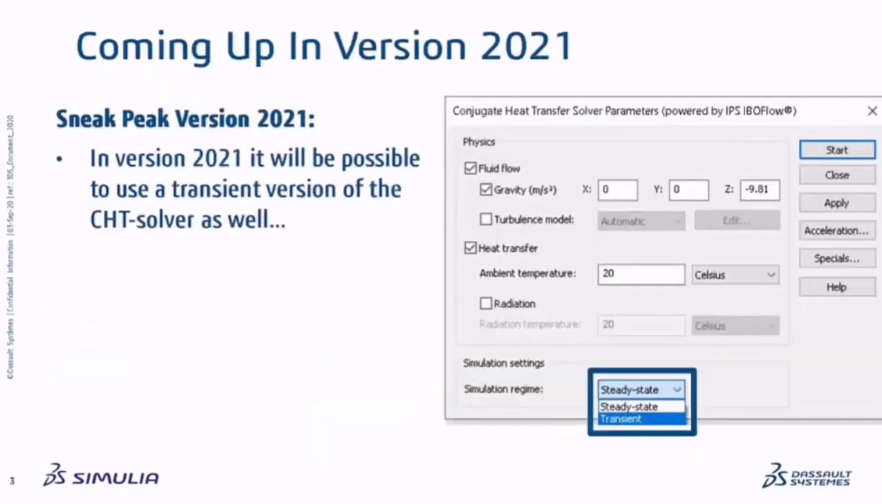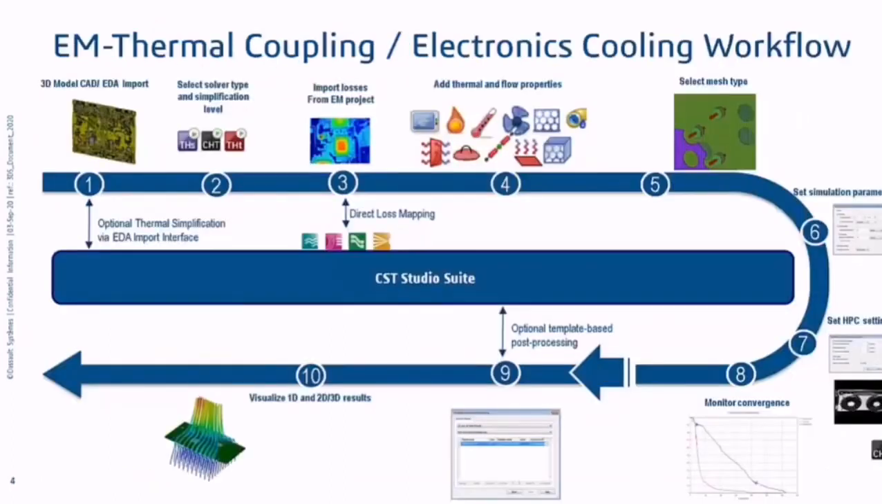Now, I have already mentioned in version 2021, we will also be able to use the CHT solver for transient simulation. So how does the typical EM thermal coupling workflow look like? Well, of course, we first set up the model either via import, for example, using the EDA import. We then select the solver type and simplification level. We have to get the losses from one of the EM tools. We have to add thermal and flow properties in order to set up the whole problem.